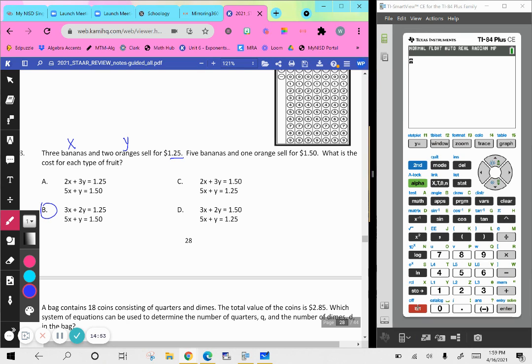And then let's just make sure that this works. 5 bananas is still X, so 5X plus 1Y, or just Y, equals 150. So yes, B is our answer. Okay.